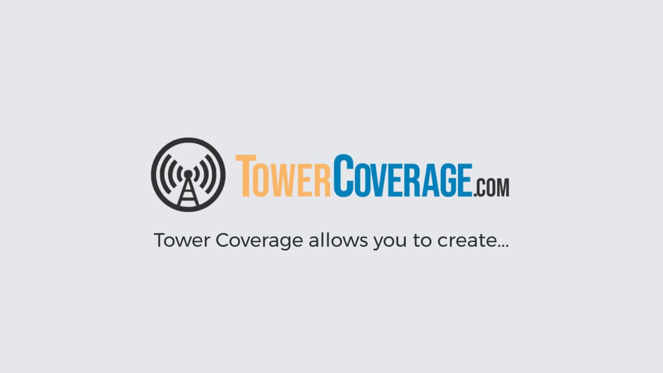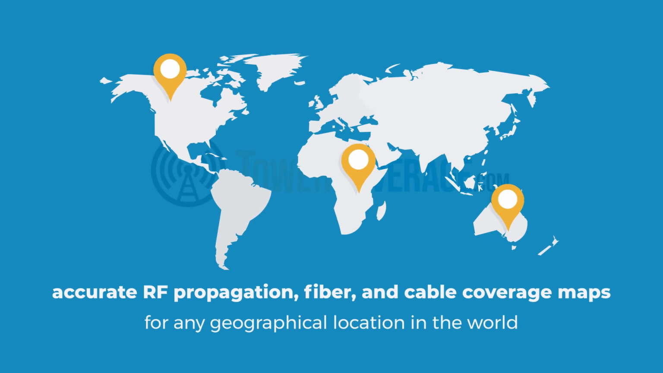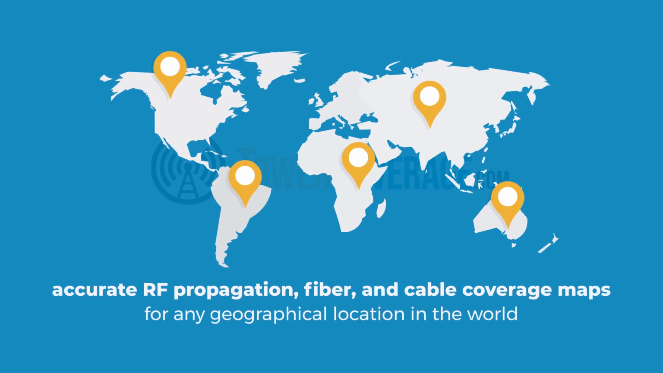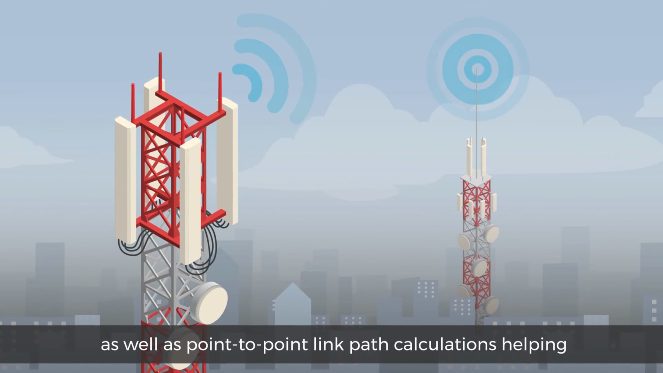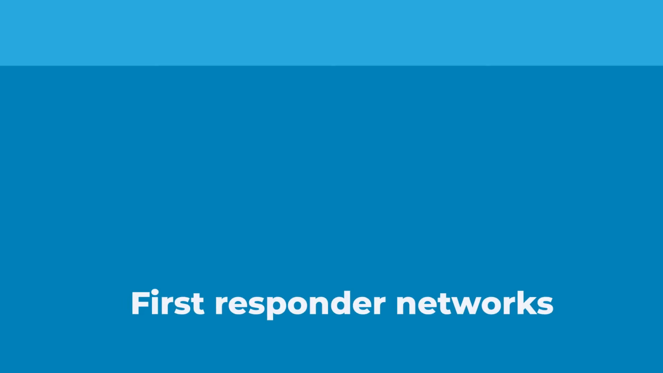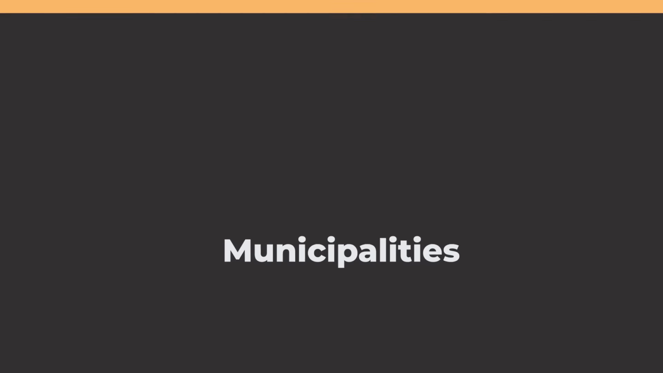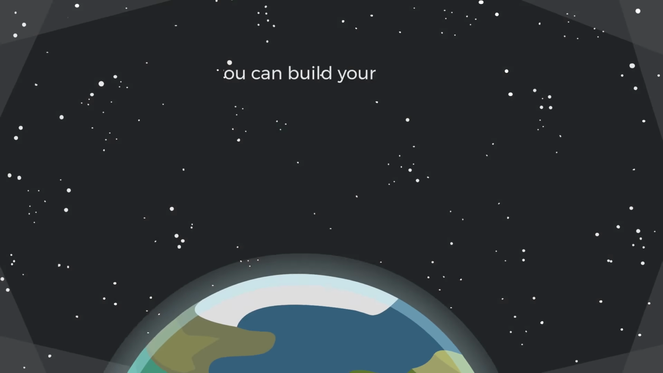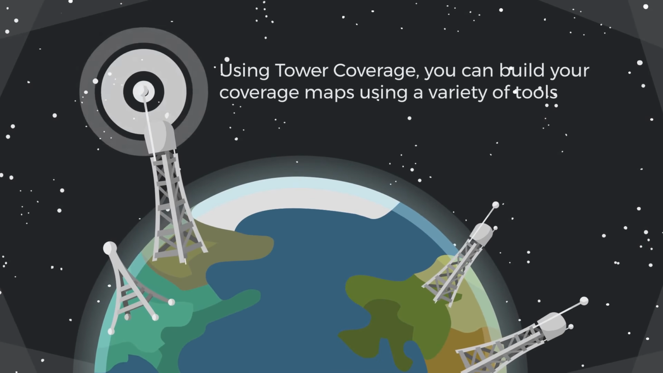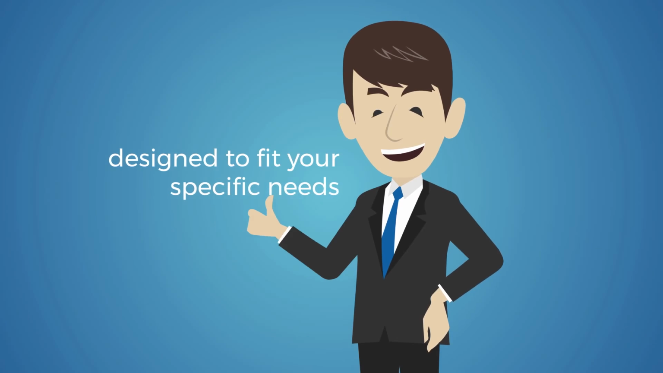Tower Coverage allows you to create accurate RF propagation, fiber, and cable coverage maps for any geographical location in the world, as well as point-to-point link path calculations, helping ISPs, first responder networks, campus networks, oil and gas, municipalities, and utility companies plan for mission-critical wireless networks. Using Tower Coverage, you can build your coverage maps using a variety of tools designed to fit your specific needs.